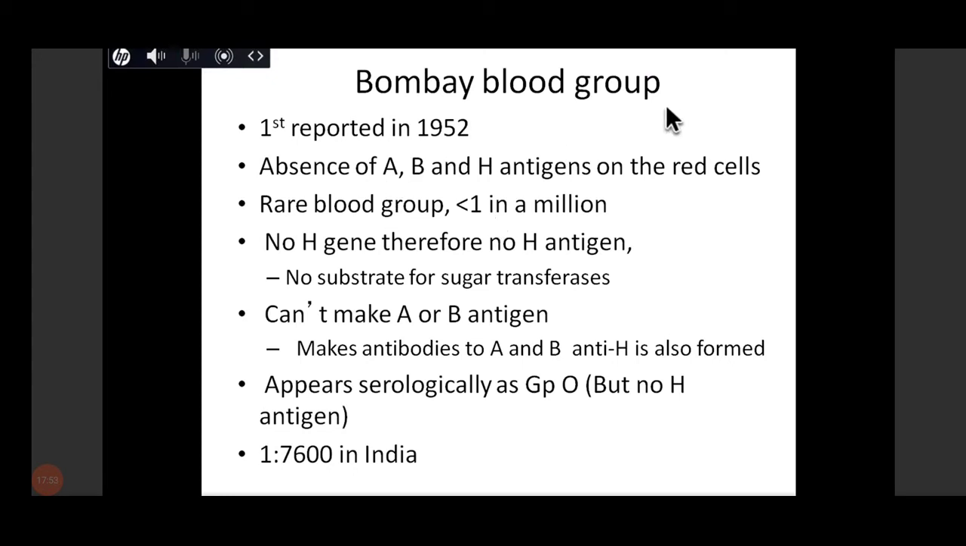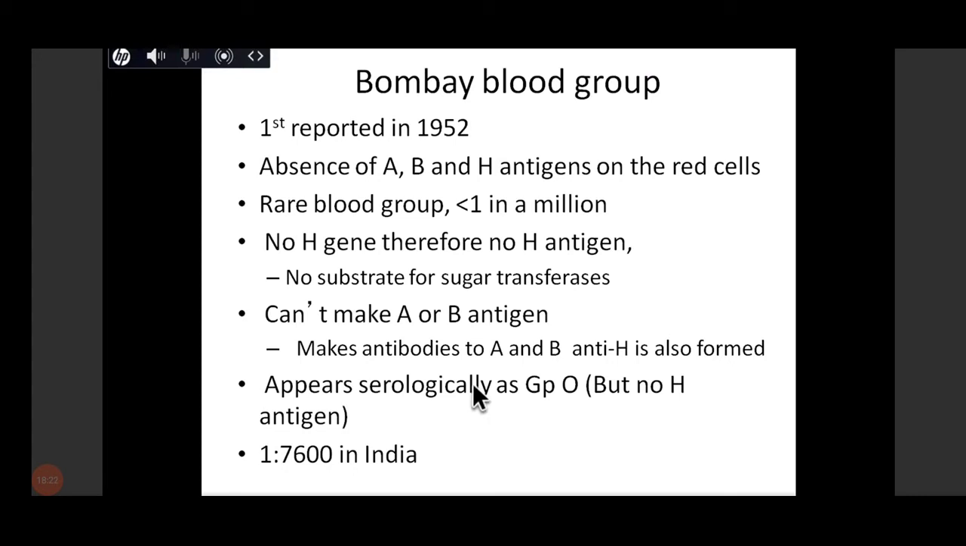The H gene is not there. The H antigen, which I showed before in the formation of the A, B, and O blood groups, is absent, so there is no substrate for the sugar transferase. They can't make any antigen A or B, and instead anti-H is formed. So they appear as group O, but they cannot be transfused with any group O blood because they have anti-H.